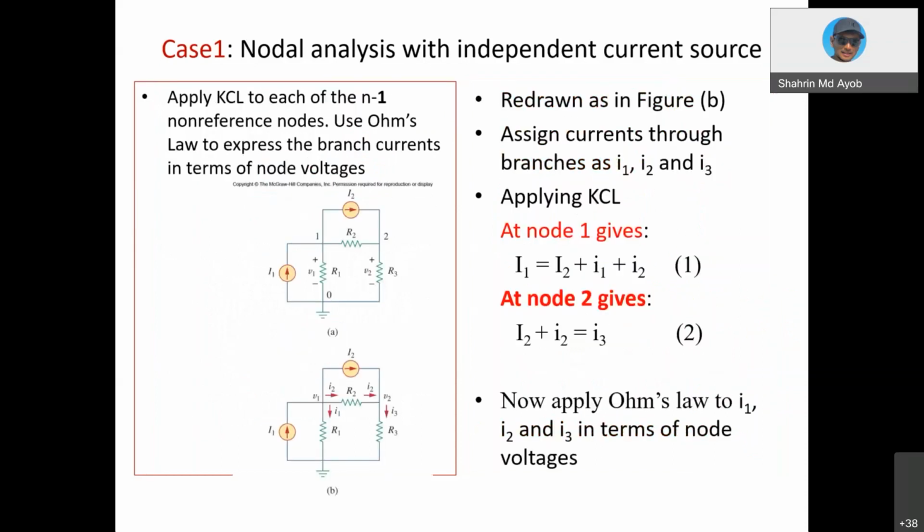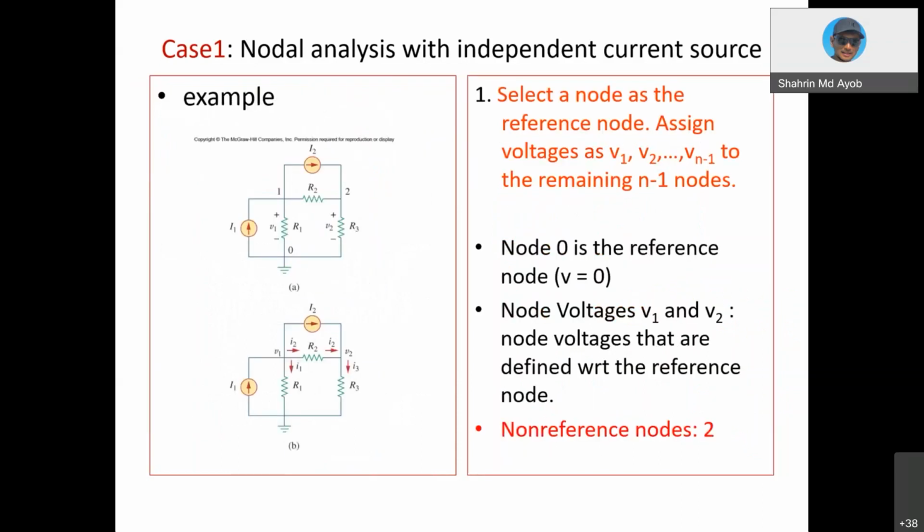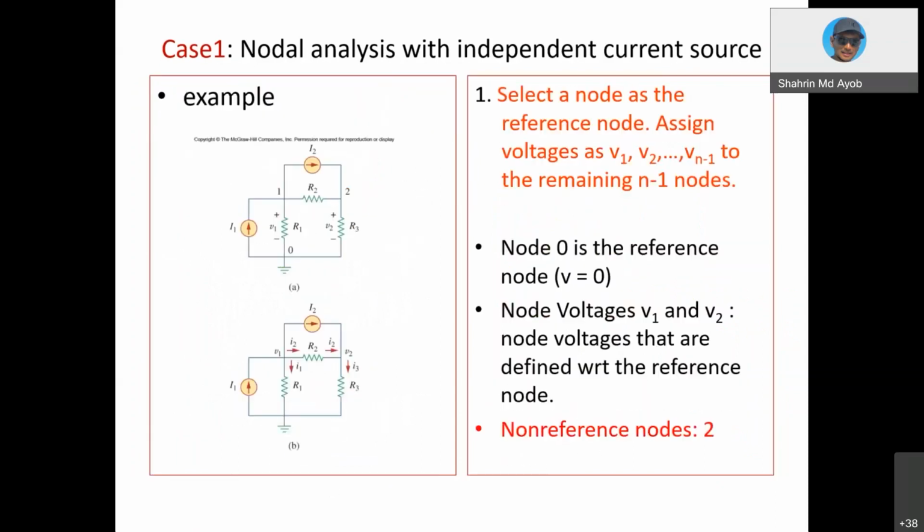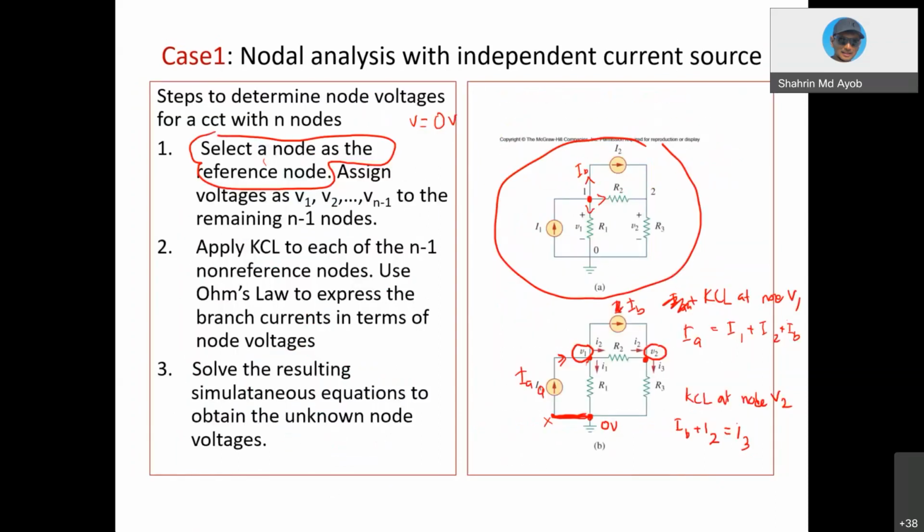Oh, this one also has it already. It's okay, I think we just stick to this slide only. Because I have renamed I1 as IA, the current source, and the second current source as IB.